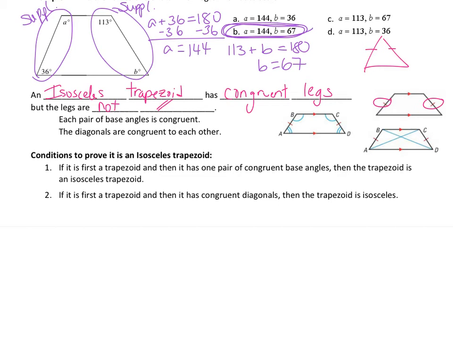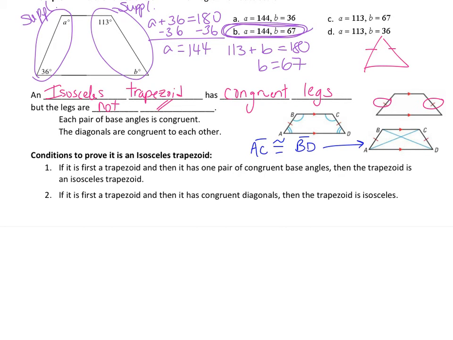So each pair of the base angles, so that'd be A and D and B and C, are going to be congruent to each other. Remember, A and B will still be supplementary, and C and D will still be supplementary just because it is a trapezoid. The diagonals then are going to be congruent to each other, so the whole length of your diagonals are going to be congruent. We're not going to say that they bisect each other because in a trapezoid they don't, just the whole length is congruent to the whole length.